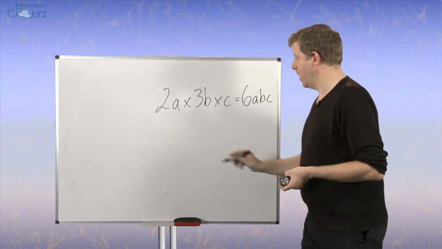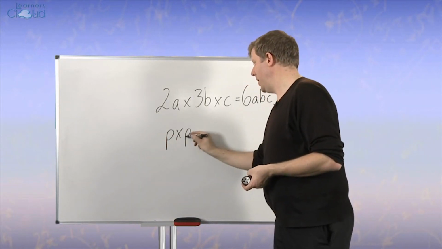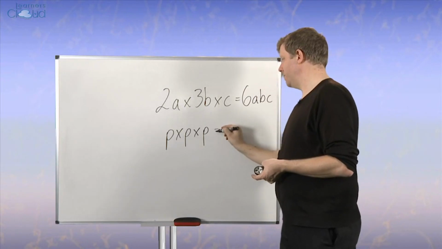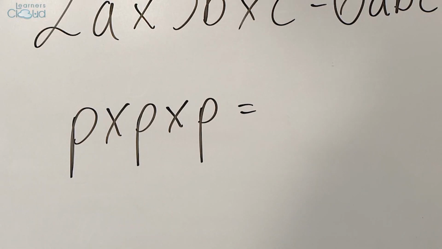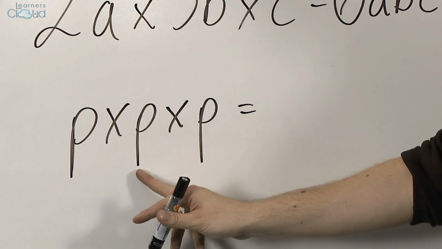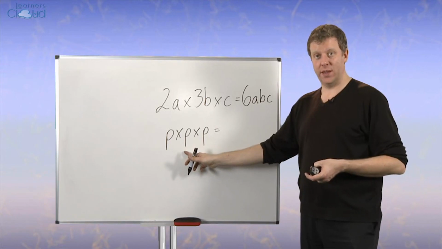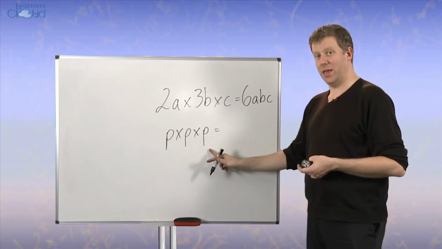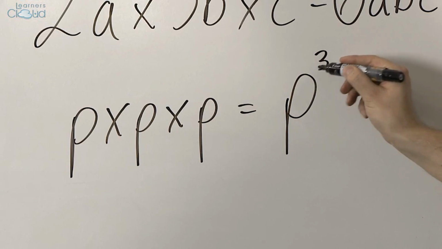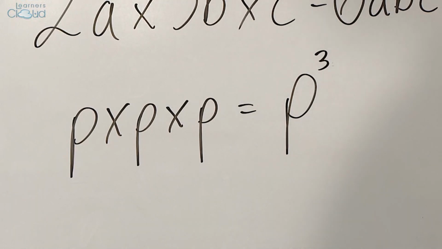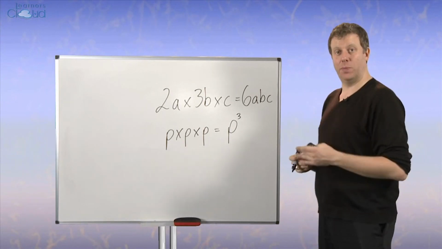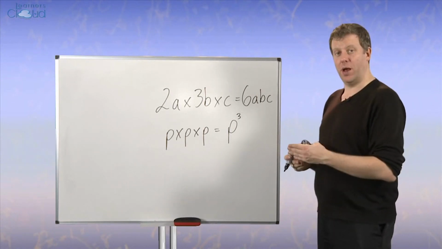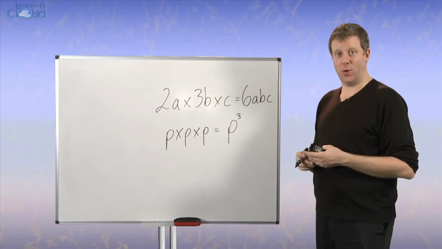Let's do another one. P multiplied by P multiplied by P. Now here we have a letter that is the same multiplied by each other more than once. P times P, remember, would give us P squared. And if we multiply by another P, it would give us P cubed. It's important here to remember not to write 3P as your answer, because then you would have added them. This is a multiplication question, so when you multiply it by itself, you're going to end up with that power.